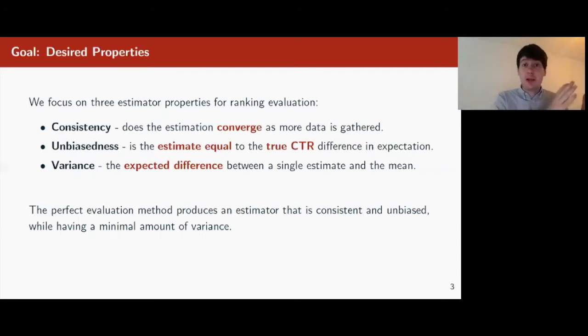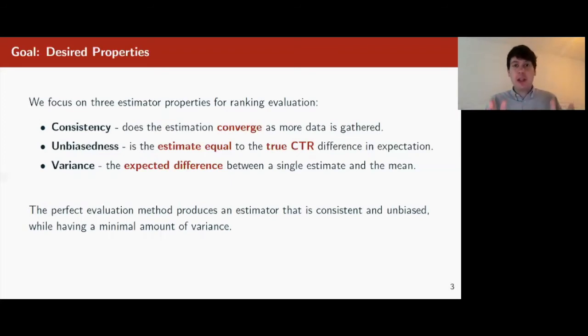And lastly, we have variance. This is the expected difference between a single individual estimate and the mean estimate. All of these methods will have many individual estimates and they'll average over them. And the variance looks at the difference between these individual estimates and the result of averaging.